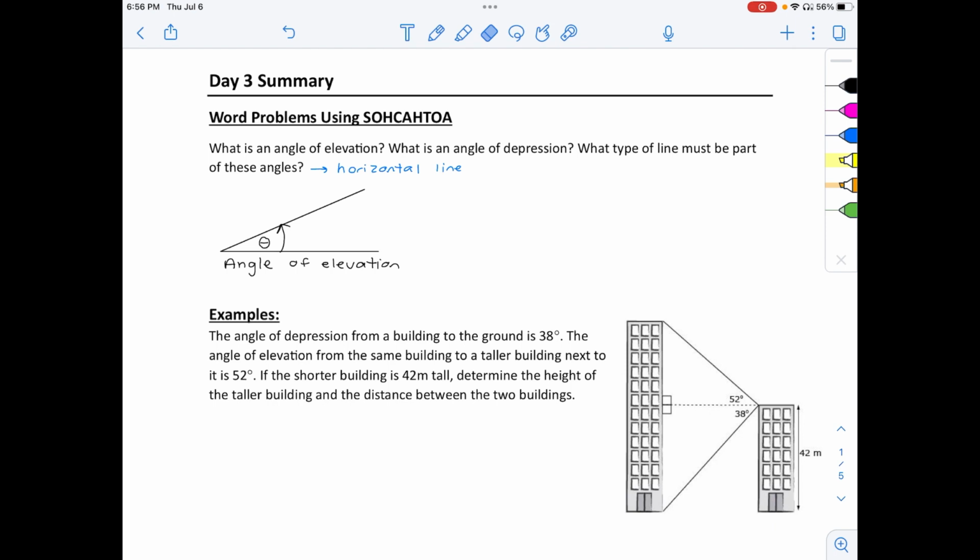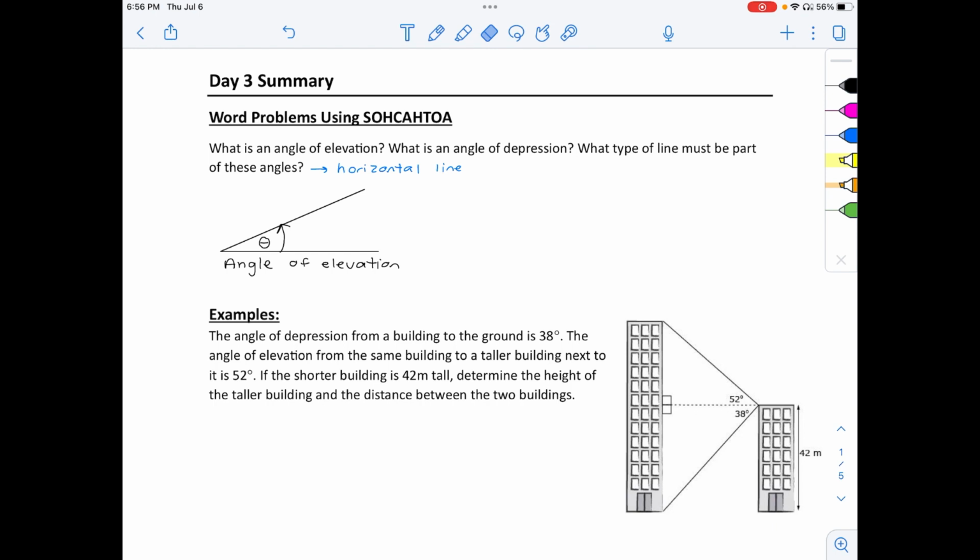So that would be something like if you were on the ground and you said the angle of elevation from where you're standing to the top of a house is 40 degrees. That would mean if you started from the ground as your horizontal and you created that line that opens up from the ground to the top of the house, the angle there between the ground and that line, your line of sight from the ground to the house, would be 40 degrees.